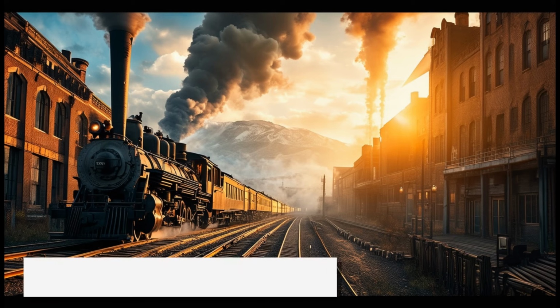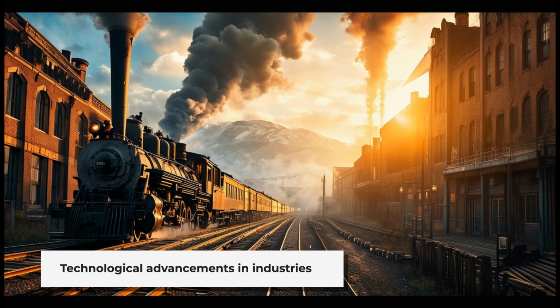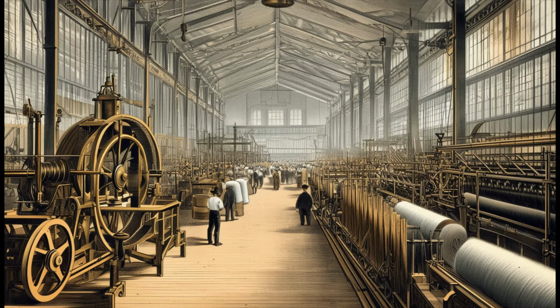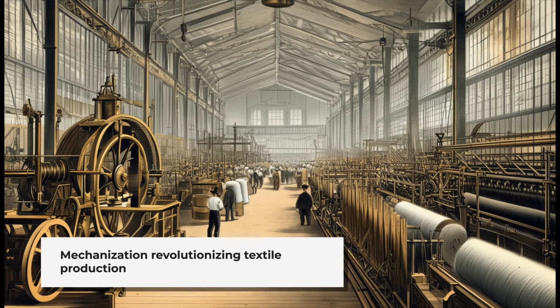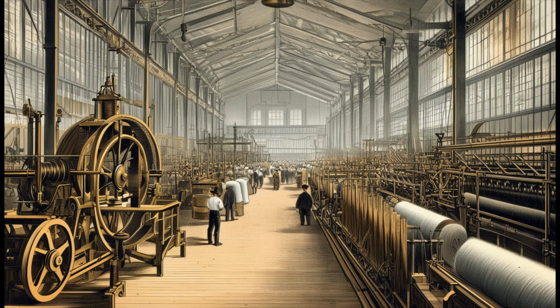Technological advancements drove significant changes across various industries during the Industrial Revolution. The mechanisation of the textile industry transformed Britain into an industrial powerhouse. Inventions such as James Hargreaves's spinning jenny and Richard Arkwright's water frame increased productivity and consistency in thread production, leading to the establishment of textile factories.